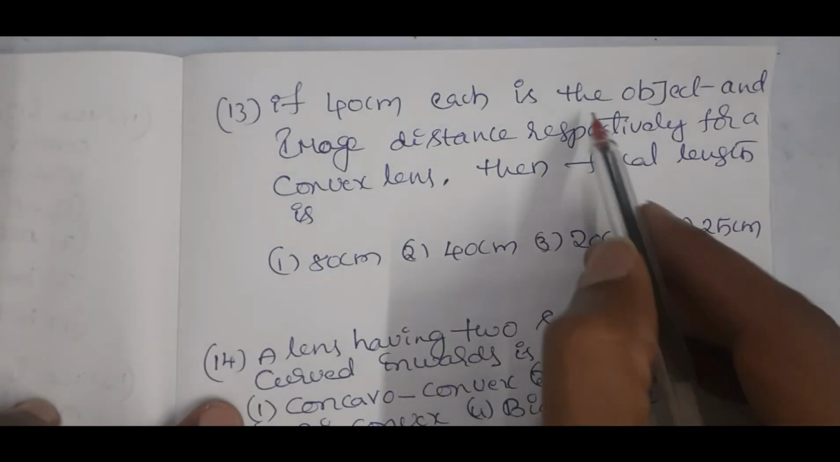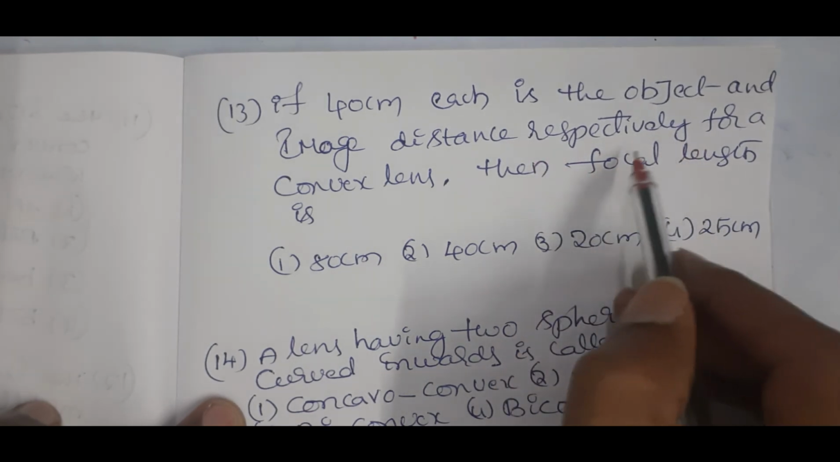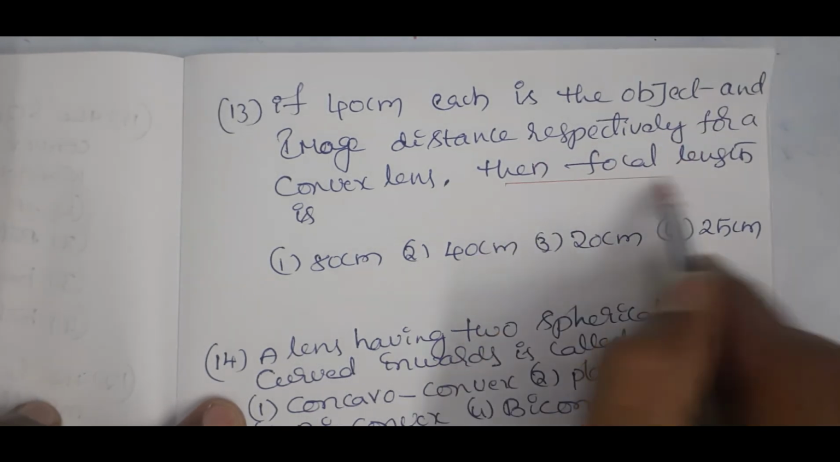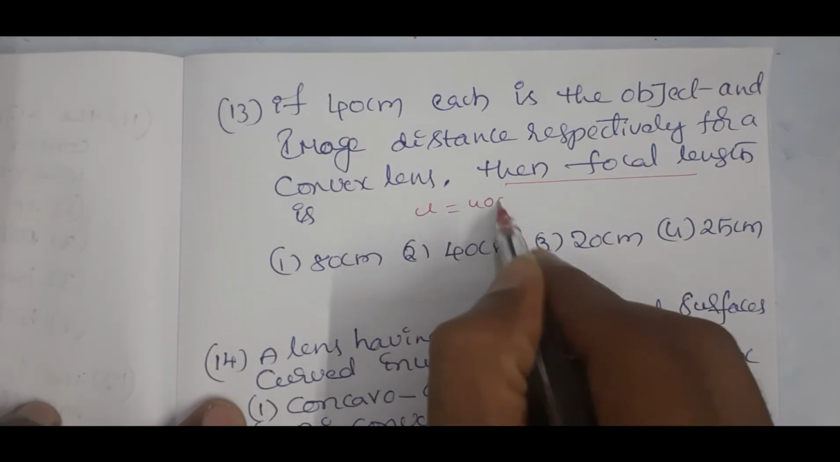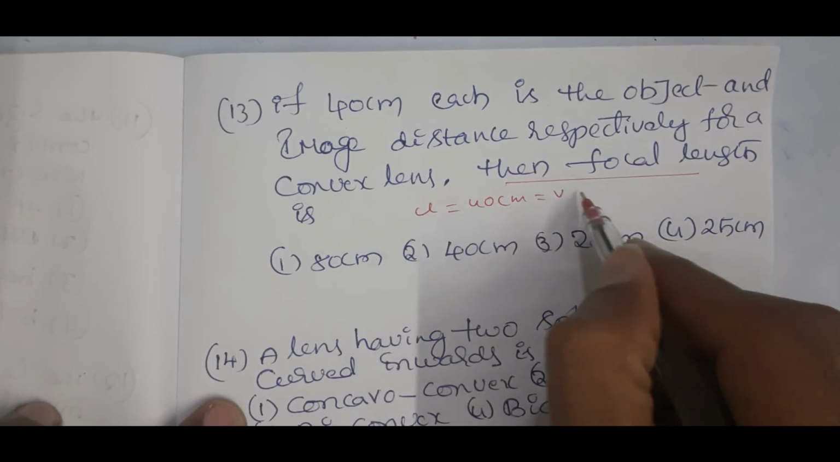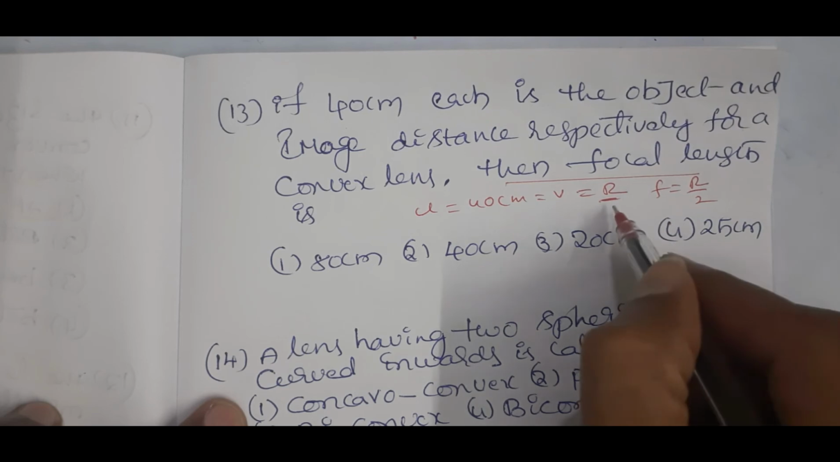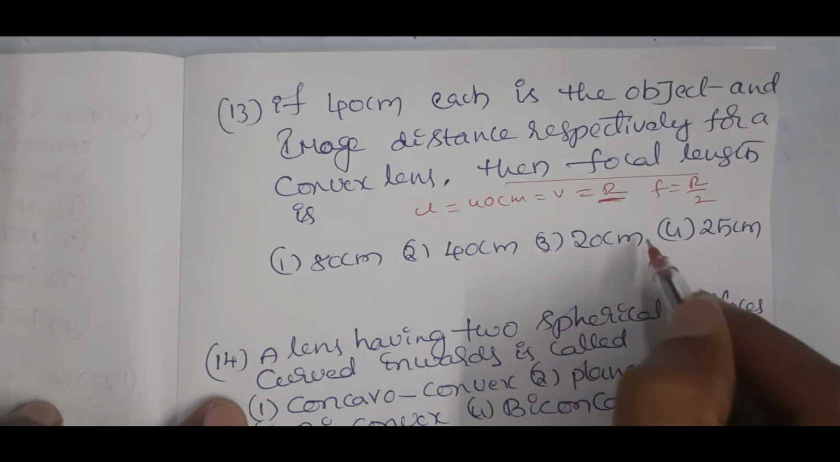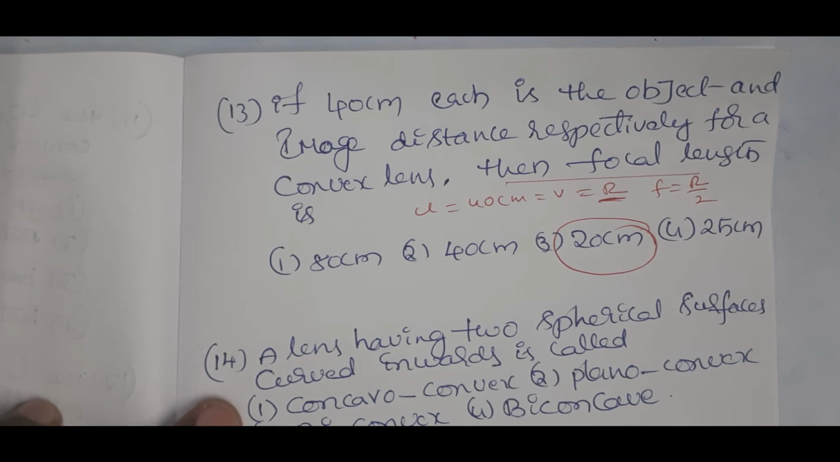Next, students, if 40 centimeter each is the object and image distance respectively for a convex lens, then find the focal length. Just now in the previous one, object distance is given as 40 centimeter, which is also equal to image distance. This is equal to radius, students. Then focal length is equal to r by 2, so it is 40 by 2, that is 20 centimeter. In the previous problem we explained, when image and object distances are equal, it is equal to the radius, then focal length is equal to half of the radius.